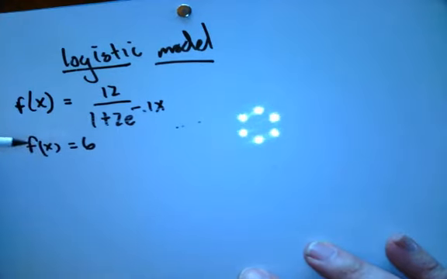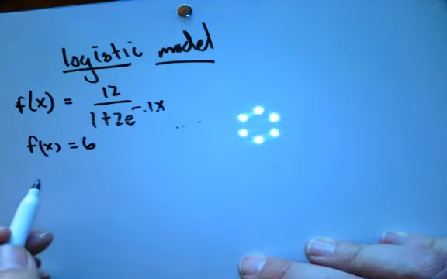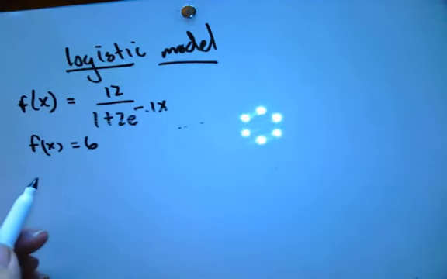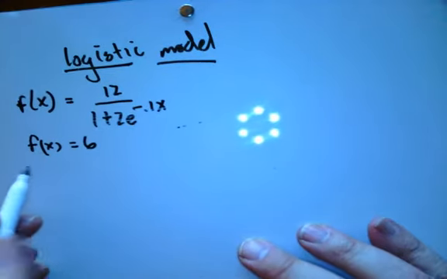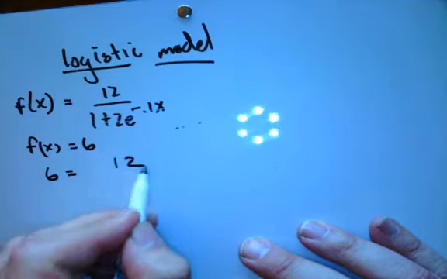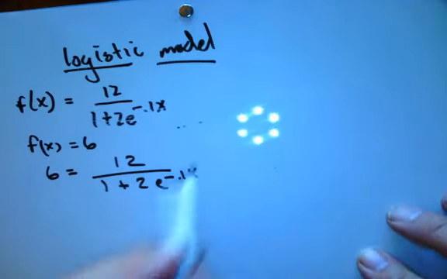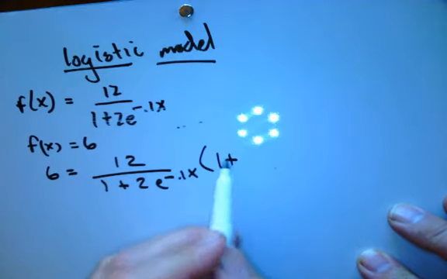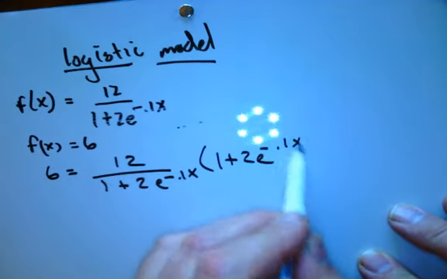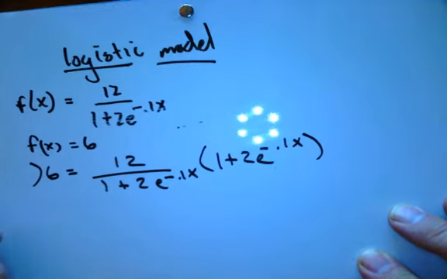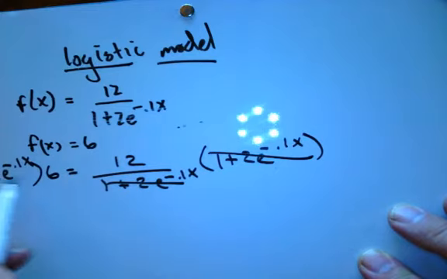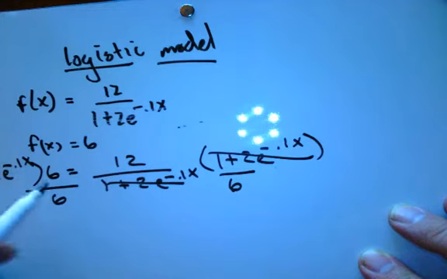Okay, so let's say I have the equation f of x equals, oh, you know what? We just set the equation equal to 6, didn't we? Why don't we do this algebraically and see that we can also get that 6.931 value. Okay, so 6 equals 12 over 1 plus 2e to the negative 0.1x. Well, the first thing I'm going to do here is multiply both sides by the denominator. That'll allow me to cancel.